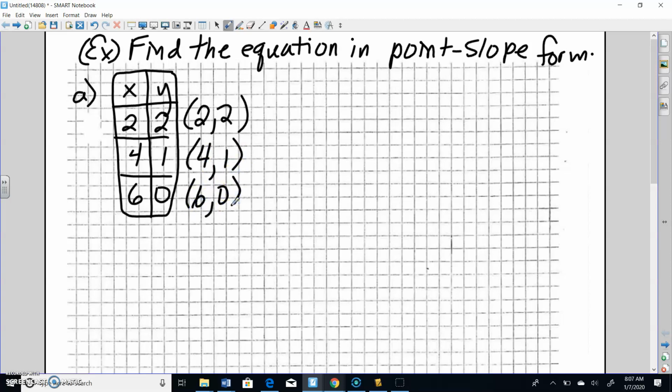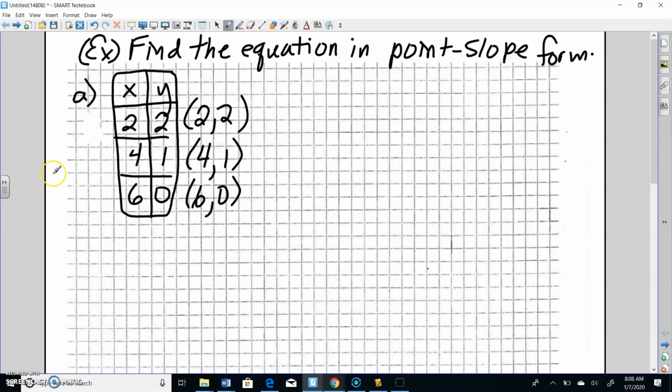So even though the information is given to us in a different form, we could still derive the information we need to find our equation in point slope form. So point slope, in order to do that we have to have a point. Do we have at least one point on the line? Yep, we have 3. Do we have the slope? No, so that's something we have to find.